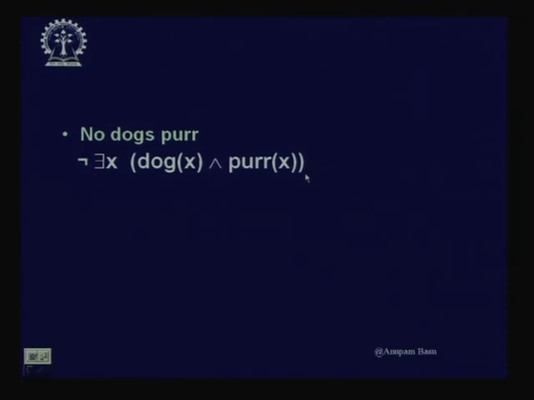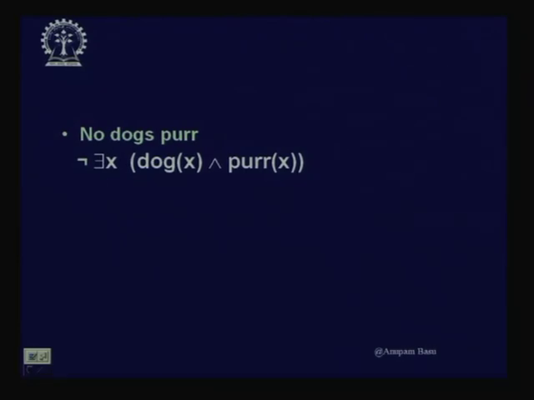Just think, if I had started this as for all x, then how would I have written this? For all x, dog x implies what? Implies not purr x, or could I write it for all x, dog x and not purr x? It is also possible. I hope you remember the duality thing that we had discussed in the last lecture, that any existential quantification can also be converted to universal quantification. So, you try that way, but no dogs purr can be represented in this way.